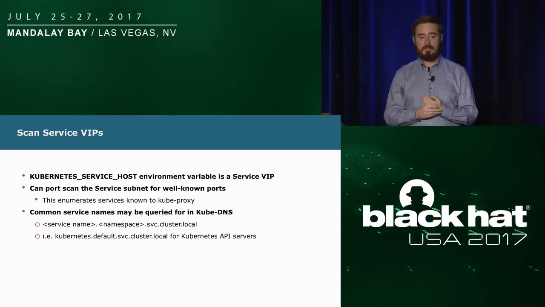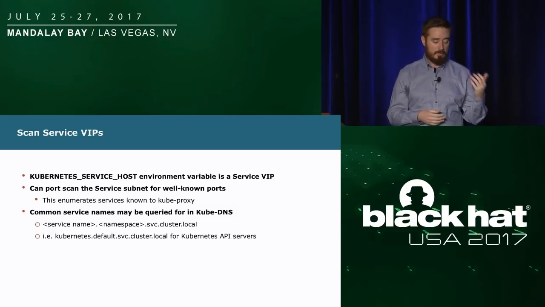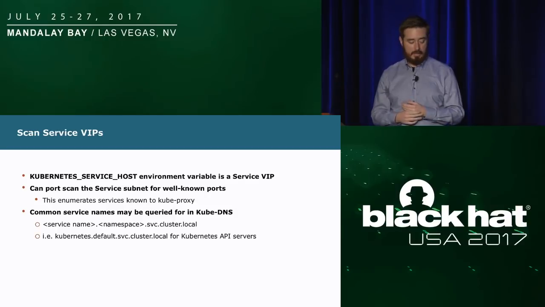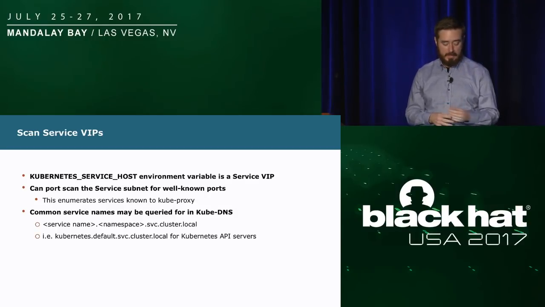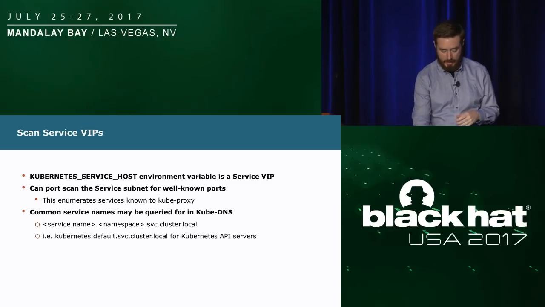kubedns is the clustered DNS service that allows service discovery. So you can query for common service name, .namespace, .svc, cluster.local. So for instance, if you didn't have the IP address for that environment variable, you could just do a DNS lookup through kubernetes.default. Default is the default namespace, svc cluster.local to get the Kubernetes API servers.